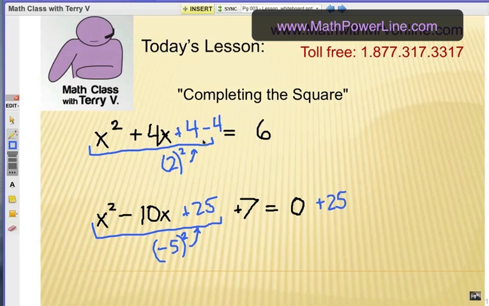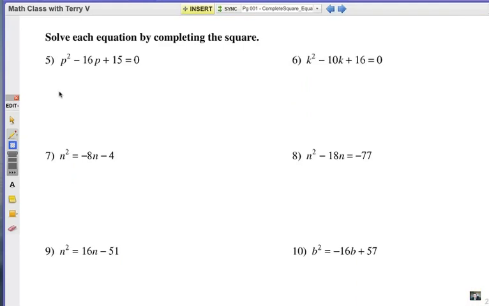Now my first example, number 5 here, is solving that equation by completing the square. First of all, I want to get this 15 over to the other side, so I'm going to subtract 15 on each side, and then I'm going to leave a space over here so that I can complete the square. p squared minus 16p, leave a space there, and then I have a negative 15 over on this other side.